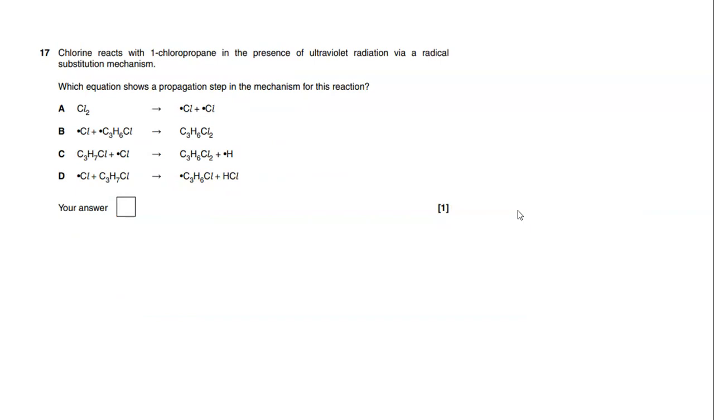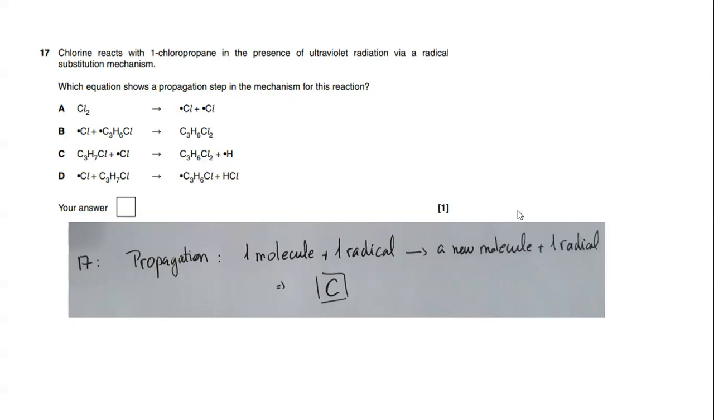Question 17. Chlorine reacts with 1-chloropropane in the presence of UV radiation via a radical substitution mechanism. Which equation shows a propagation step? So remember, in a propagation step, 1 molecule reacts with a radical to make a new molecule and a new radical. And the only possible answer for this one was... that's wrong. It's completely wrong. The answer is D. Because you're forming a radical. Yeah, the answer is D.